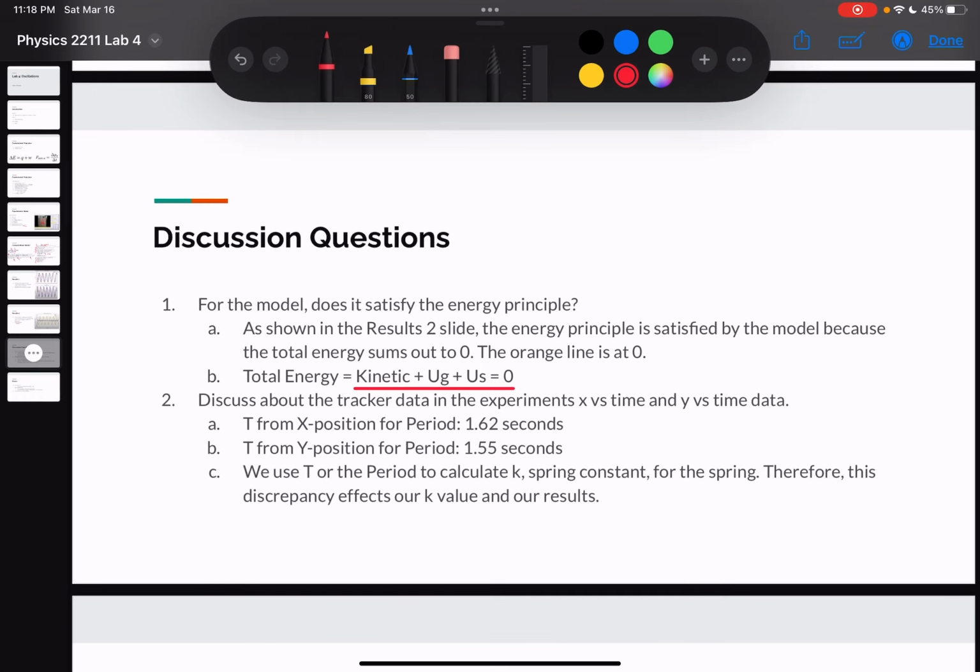And then the second question is to discuss the tracker data and experiments in the X versus time and the Y versus time. From the X, our period was 1.62 seconds, and from the Y, our period was 1.55 seconds. This is through the math of T equals 2 pi R over time, like period equals 2 pi R over time. And then we use the period to calculate K, the spring constant for the spring, and therefore this discrepancy, 1.62 versus 1.55, affects our value of K, and basically causes error in our results.